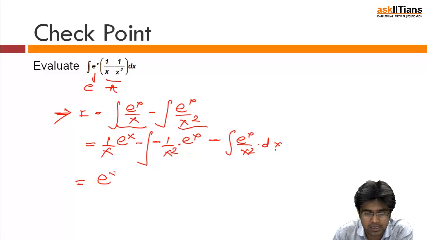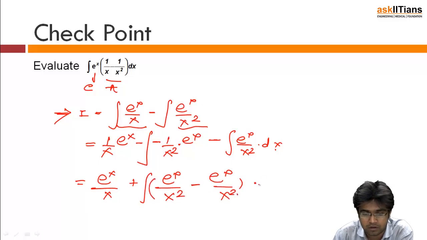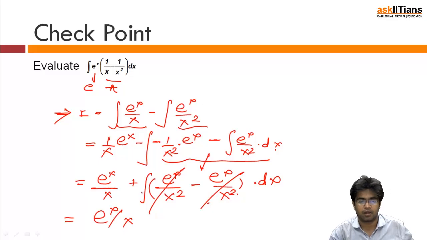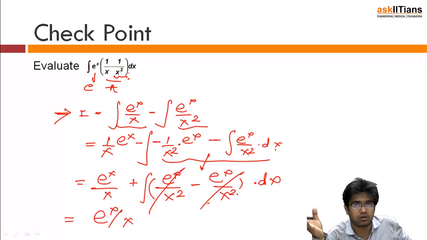You can clearly see that my function has been transformed such that these two parts are cancelling each other out mutually. The last two terms are cancelling each other out. So they cancel each other out and my answer is e to the power x by x simply. So what happened is that the second part which was here cancelled the second part of our by parts integral.